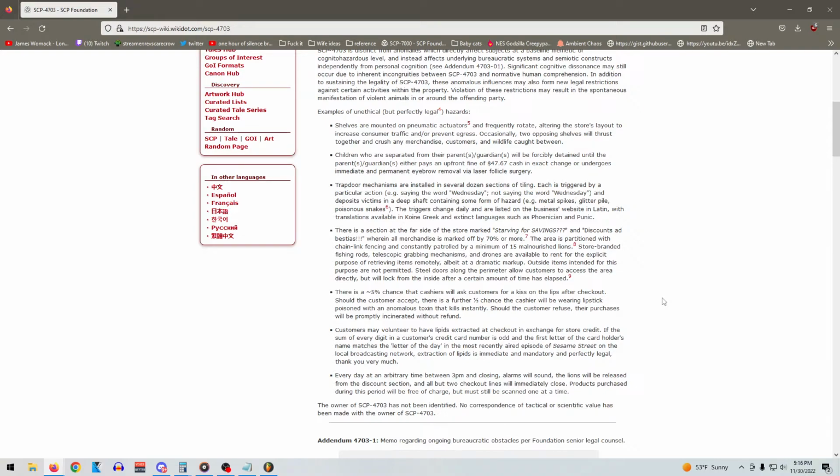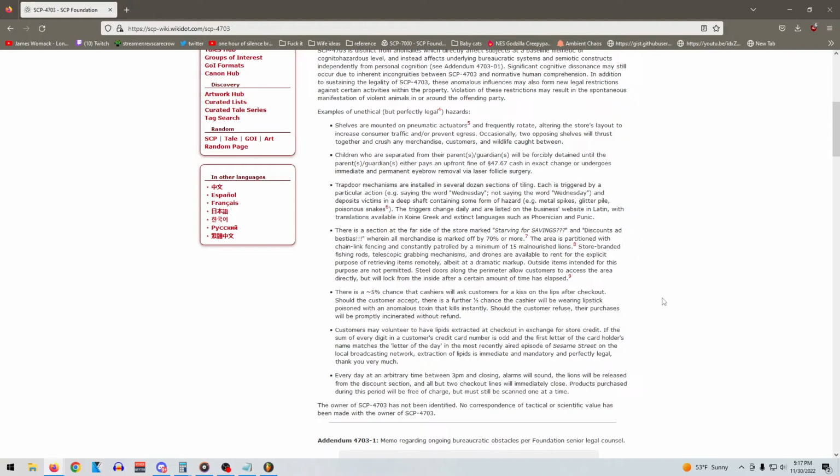There is a 5% chance the cashiers will ask the customer for a kiss on the lips after checkout. Should the customer accept, there is a 1/3 chance that the customer will be wearing lipstick poisoned with an anomalous toxin that kills instantly. Should the customer refuse, the purchases will be promptly incinerated without refund. Huh. I don't think you go shopping here, is what happens.